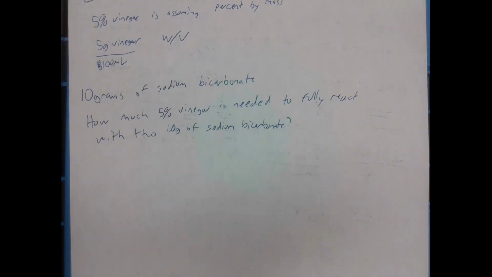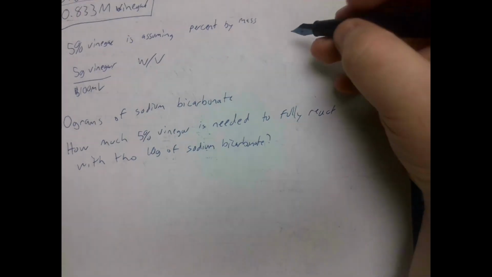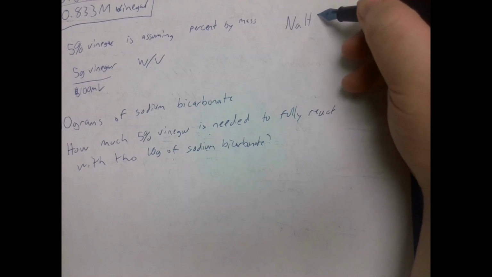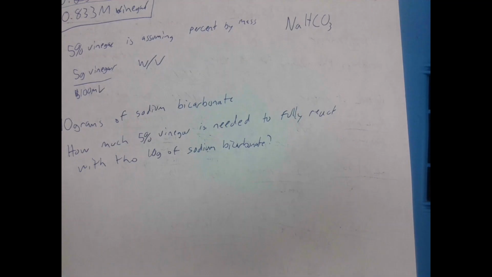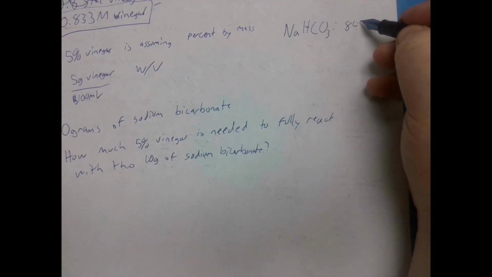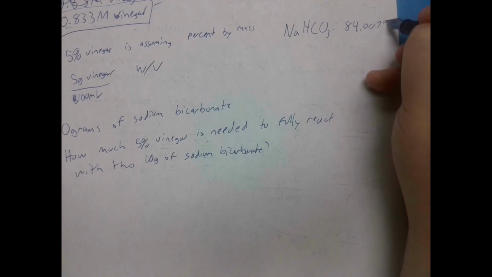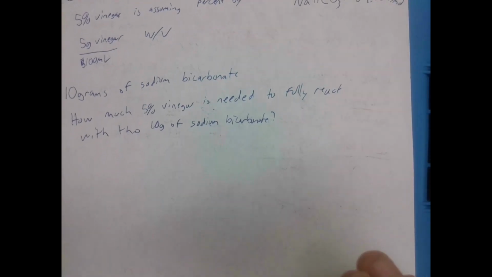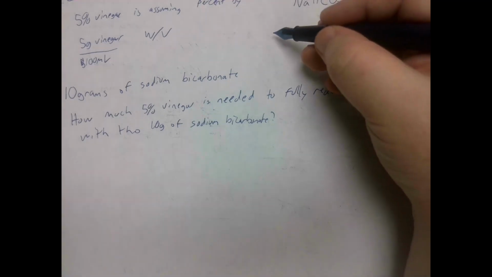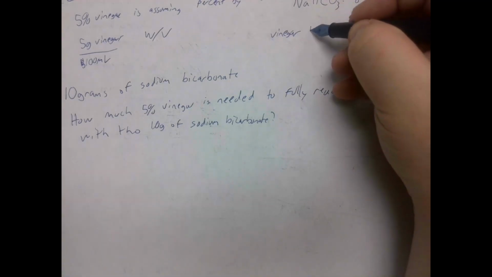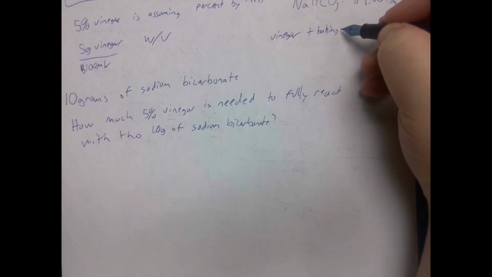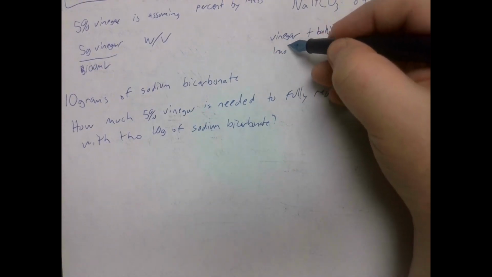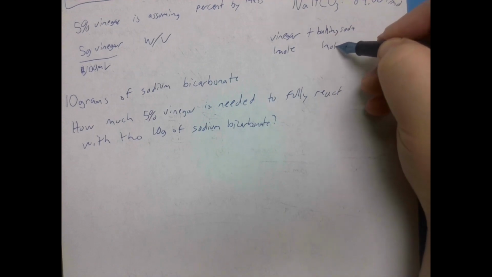So, how will we solve this? So this is sodium bicarbonate. Its molar mass is 84.007 grams per mole. So remember the equation, we have vinegar with baking soda, and it's a 1 mole to 1 mole reaction. The coefficients are 1.